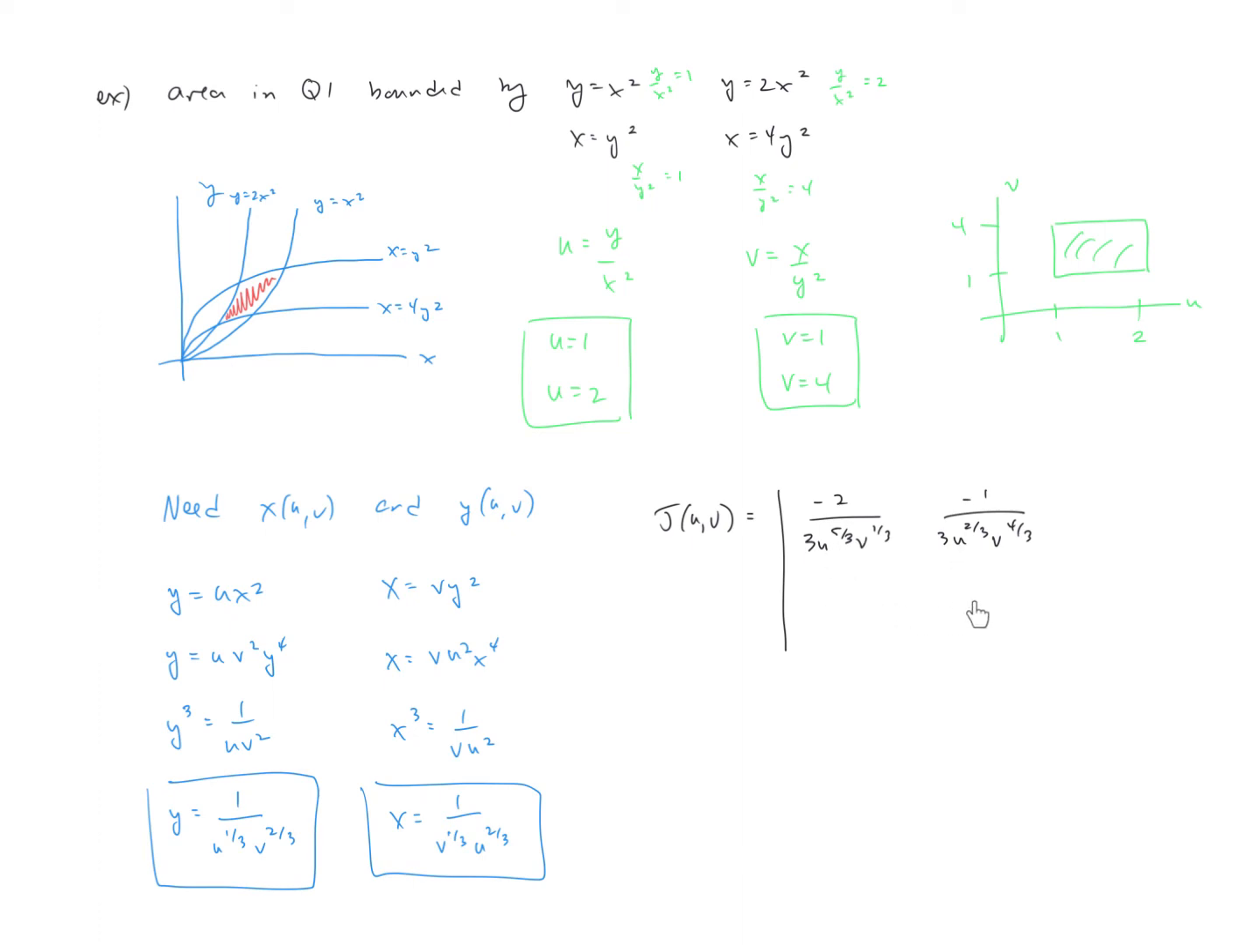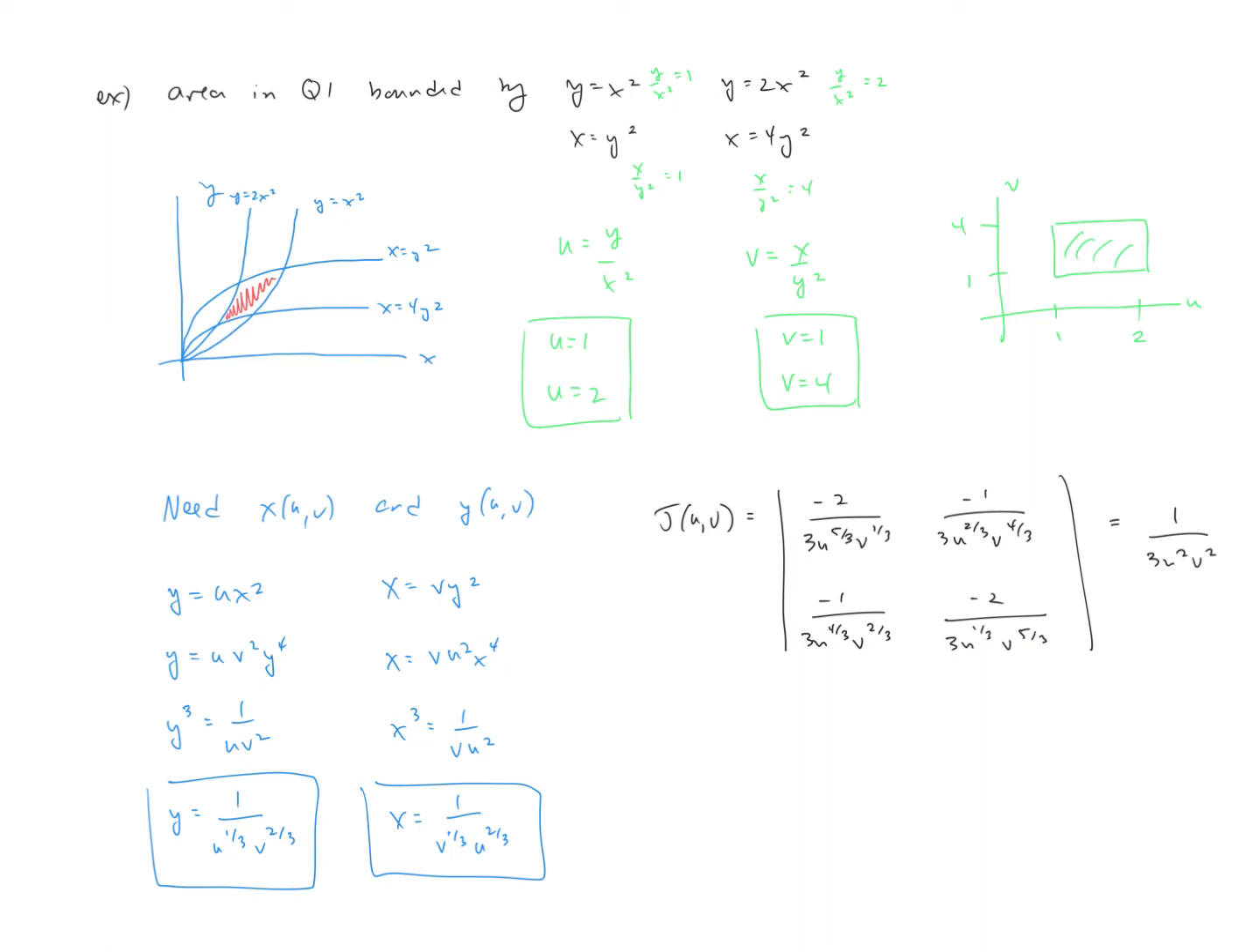Then down here we've got the partial derivative of y with respect to u and the partial derivative of y with respect to v. This one's going to be negative 1 over 3u to the 4/3, v to the 2/3, and then negative 2 over 3u to the 1/3, v to the 5/3. Now this is just your basic 2 by 2 determinant, so we multiply these two together minus the product of these two things, and it's actually pretty nice how it comes out. This comes out to be 1 over 3 u squared v squared.